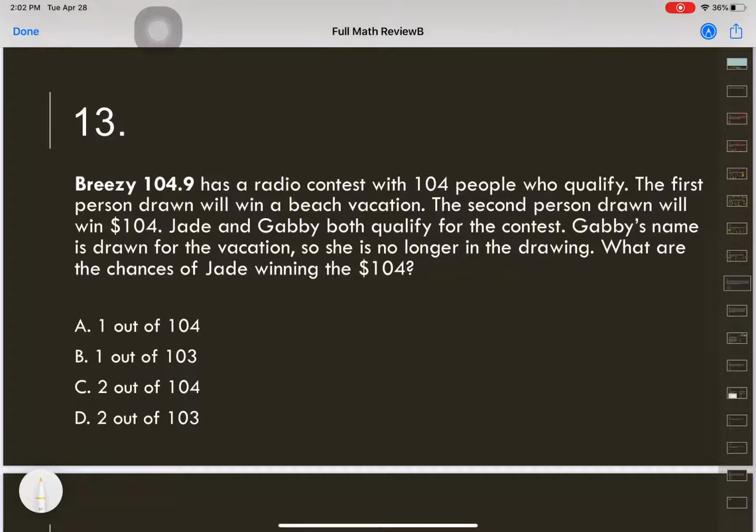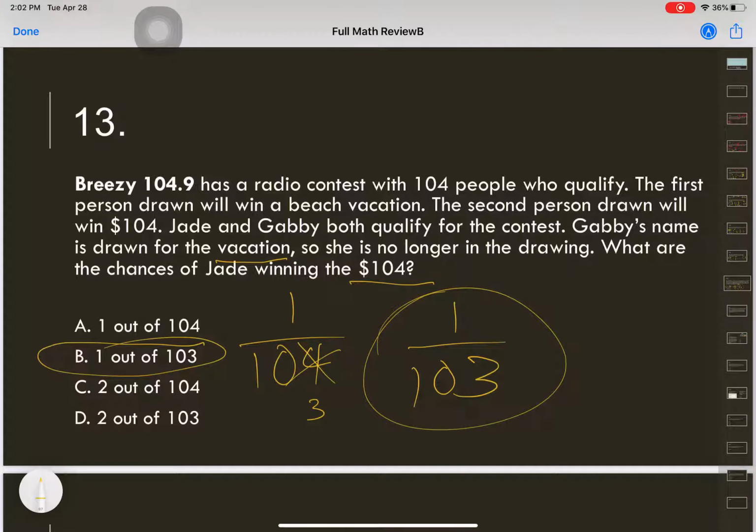So, a person winning any one of them, because each person qualifies once, is 1 out of 104. But one of those people gets pulled out because they win the vacation. The $104 is the second one. There's still only one person that's going to be picked, but it's out of 103. So that's why it's B.